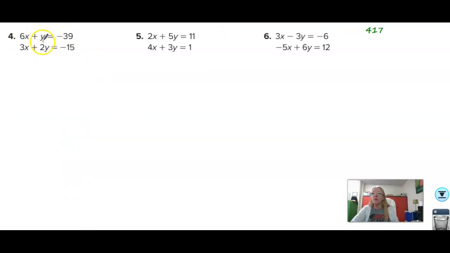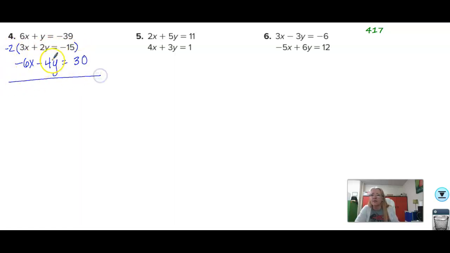All right, and number 4, let's see, is there a number I can multiply one equation by to get opposite terms? Yeah, I could multiply this one by -2. That would work. So if I multiply everything in this equation by -2, and by no means is that the only way you can solve these, there are other choices. -2 times 3x gives me -6x. -2 times positive 2y gives me -4y. And -2 times -15 gives me positive 30.